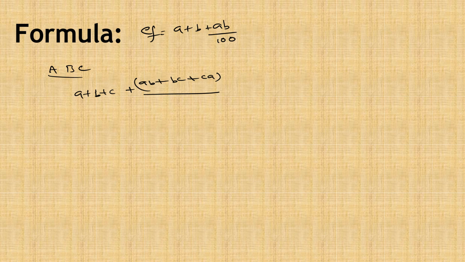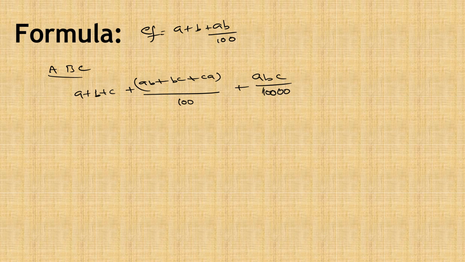I'll write here the formula of effective change, that is a plus b plus ab by 100. If there are 3 digits a, b, c, how will you write it? I'll write here the formula: a plus b plus c plus (ab plus bc plus ca) divided by 100 plus abc divided by 100 into 100, that is 10,000.